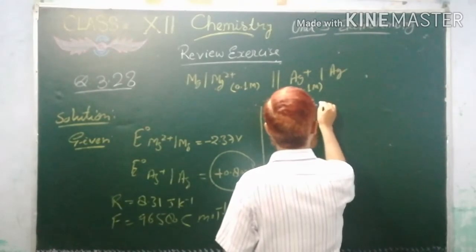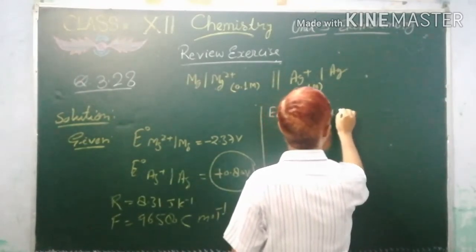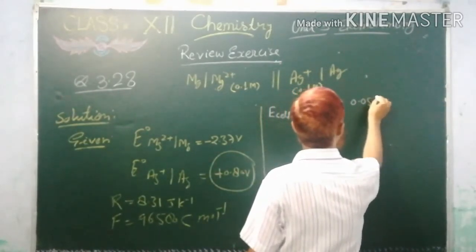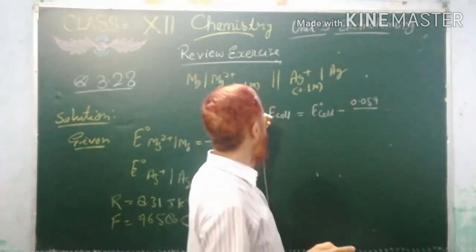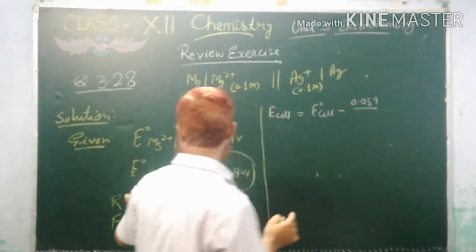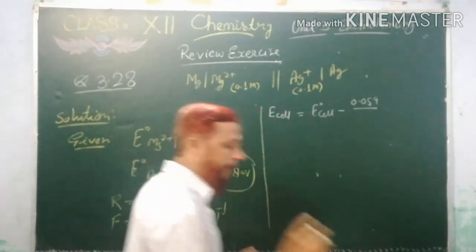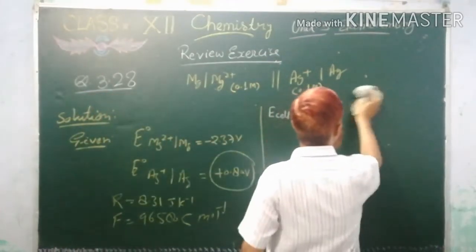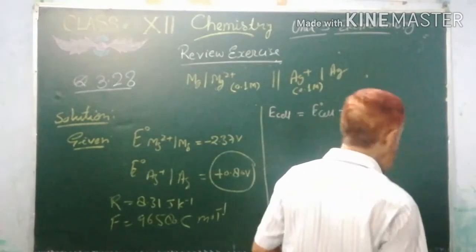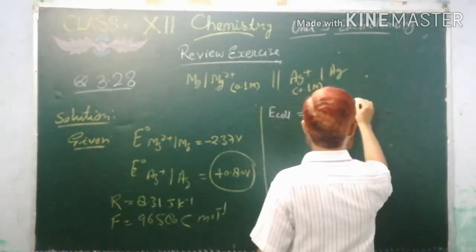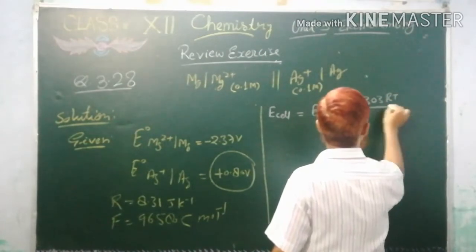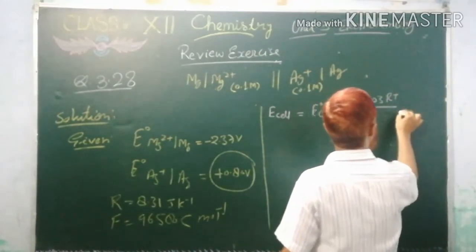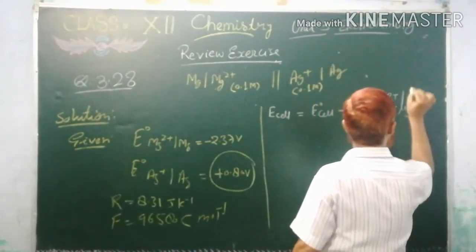E naught cell minus 0.059 upon, but you have to substitute all the values. If it is given like this, you have to substitute all the values. So better, otherwise you can make a mistake. In the examination you will write this equation: 2.303 RT upon nF log base 10.